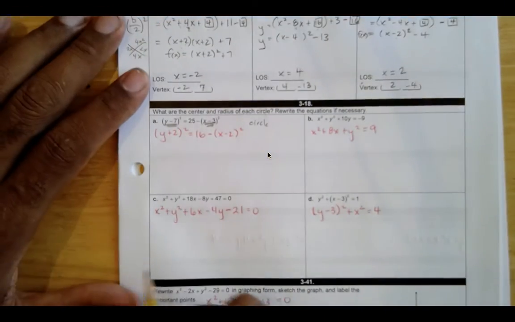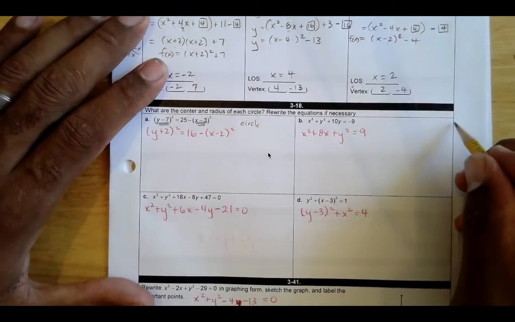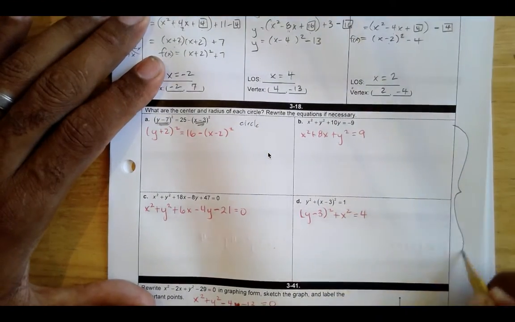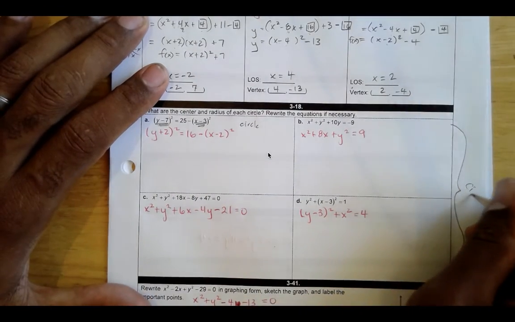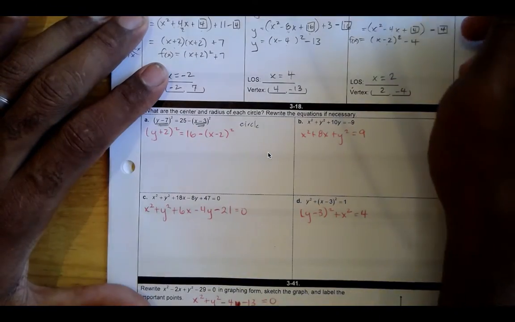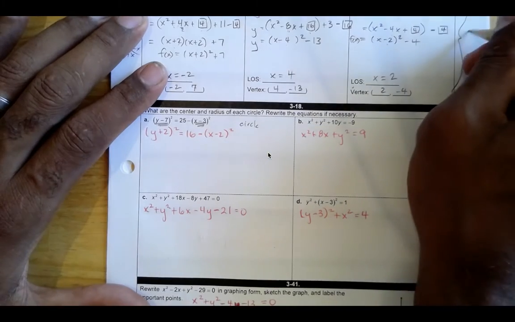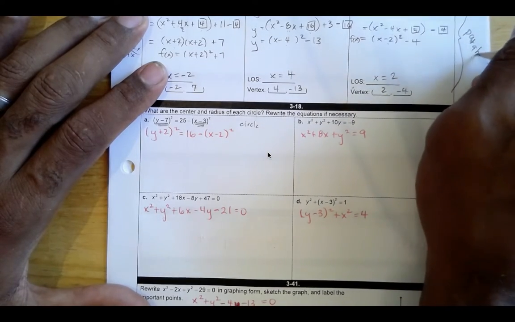Matter of fact, why write that on each one? I'm literally just going to do a little bracket like that, just writing that these are all circles, okay? And then maybe we'll do that up here too, saying that these are all parabolas.